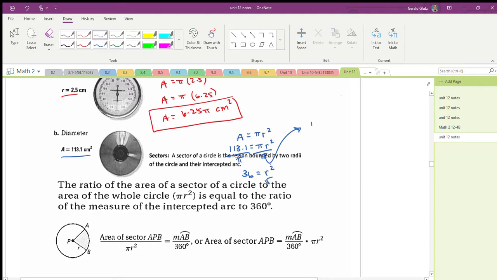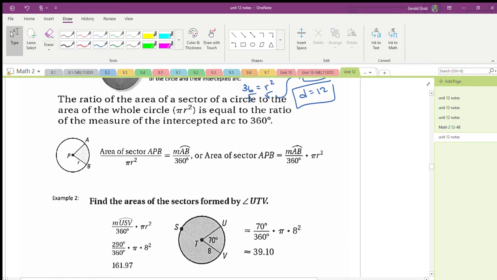Then we want to get r by itself, so take the square root of both sides. So r is going to equal 6. It could be plus or minus 6, but you can't have a negative radius, so we're just going to take the positive. So the radius is 6, but we're trying to find the diameter, so that means the diameter has to be 12. Remember, diameter goes from one end of the circle through the middle all the way to the other end.